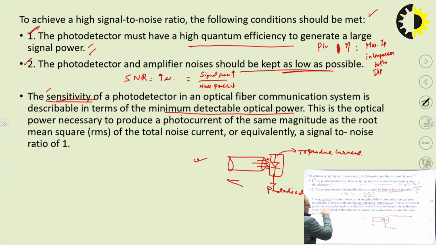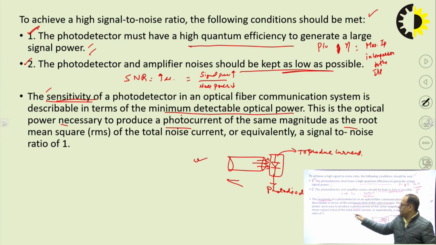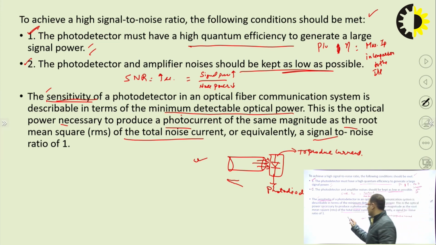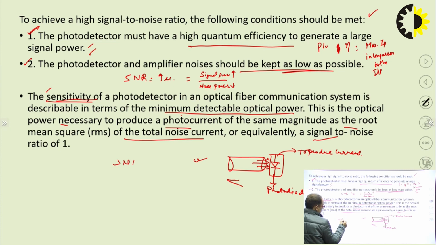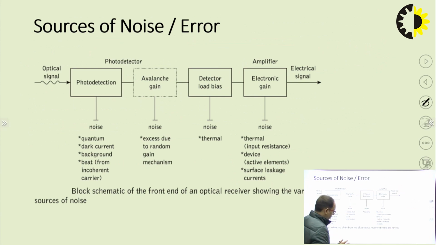So this is the optical power necessary to produce photocurrent of the same magnitude as the mean square value of the total noise current, that is, the signal to noise ratio is equal to 1. Means when the sensitivity, or minimum detectable power, is reached, SNR is equivalent to 1. Clear? So this figure shows the different sources of noise, or error sources, in the optical fiber and the optical receiver.